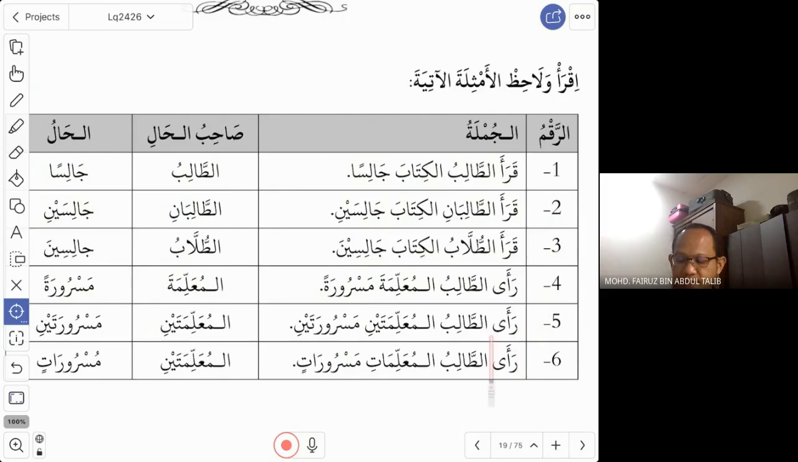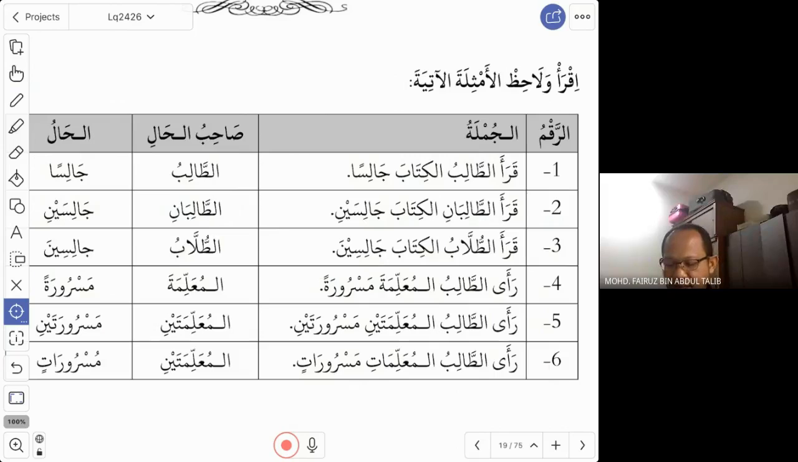Number 5 is similar. Ra'a at-talibu al-mu'allimataini. But now this is for 2. Mu'allimataini. Masrura, of course, you have to change to masrurataini. Because again, who is the sahibul hal? The sahibul hal is mu'allimataini, which is musanna words. And of course, masrurataini has to be changed to musanna as well. Okay, so this is the hal and this is the sahib al-hal.